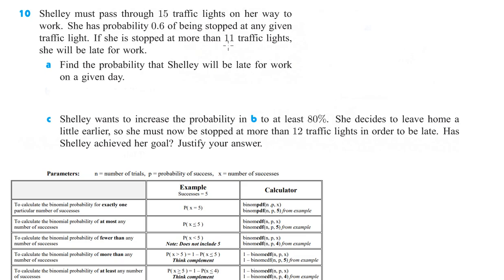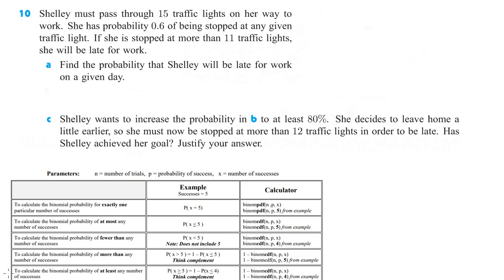If she's stopped at more than 11 traffic lights, she's going to be late for work. So we want to know the probability she will be late. This is the "more than" case. We want the probability she's stuck at more than 11, well, actually more than 10 lights, right? So we really could do stopped at least 11, which is kind of the same idea here, so let's do that.